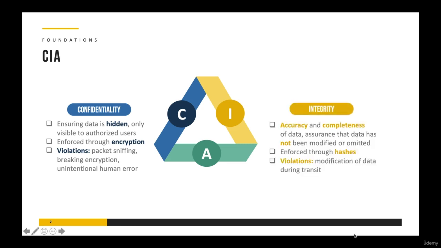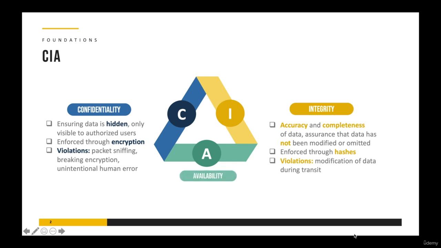The second component is integrity, which means that your data must be accurate and complete, and that it has not been modified. Typical violations of integrity happen when you transmit your data from one point to the other and a man in the middle intercepts your traffic and modifies your data. Integrity is typically enforced through hashes. Hashes are a kind of summary or a message digest of your original data, so that if anything changes in your data, the hash would also change. So at the destination, the receiver can simply check the hash to make sure that the data has not been modified. Typical violations of integrity include modification of data, especially during transit.